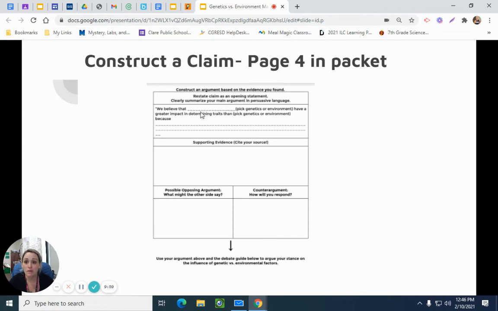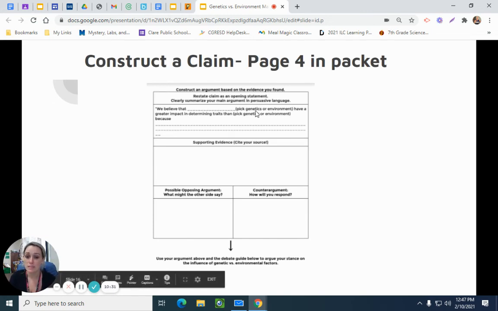So then here we go. We believe that blank, pick genetics or environment, have a greater. So I will assign you genetics or environment, and your job is going to be to research that. So I'm going to have groups where I'm going to have one group per, or two groups per topic. One will be genetics, and one will be for environment. And you're going to have to construct a debate between you two. So you're going to have supporting evidence for whatever side you're on, genetics or environment. And then I want you to make sure you research the possible opposing side.